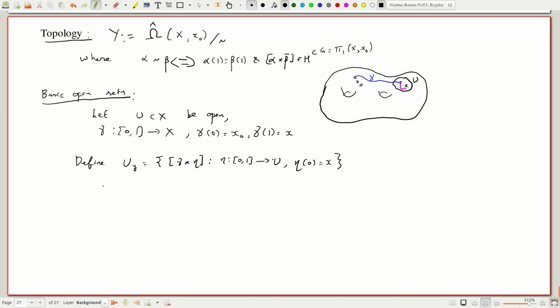Why does this contain gamma? That's simple, but it's a good sanity check. Remark: the class of gamma is the same as the class of gamma star the constant path, and so this belongs to U of gamma. I think I called that U of y there. That's a mistake. It's U of gamma. So we have an open set. These U of gamma are defined, and the U of gamma form a basis for our topology.